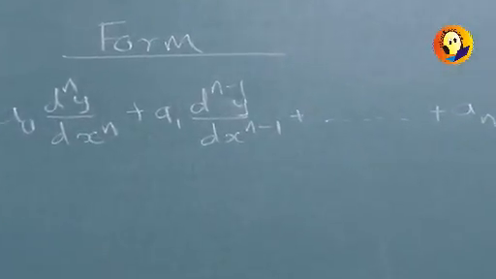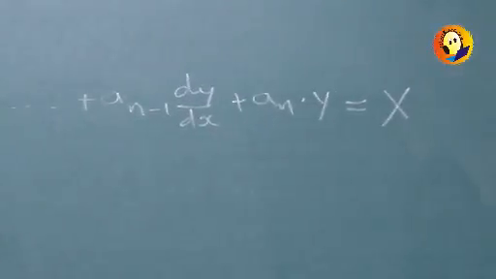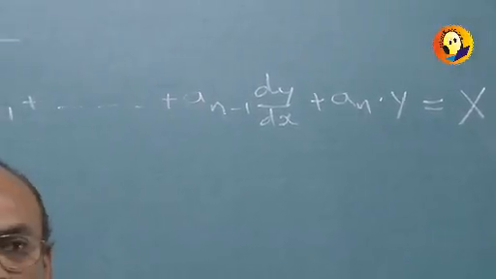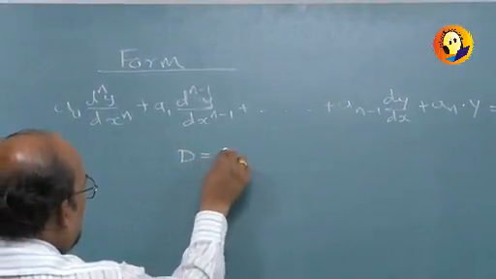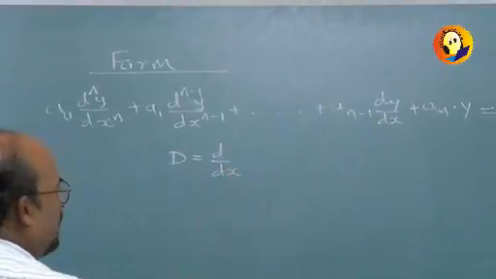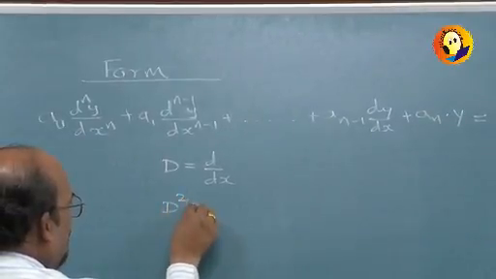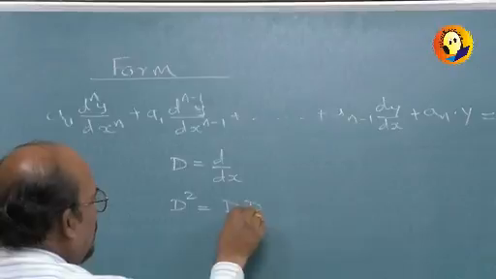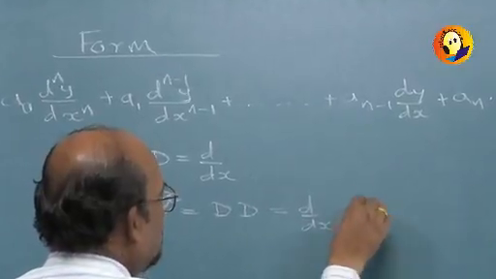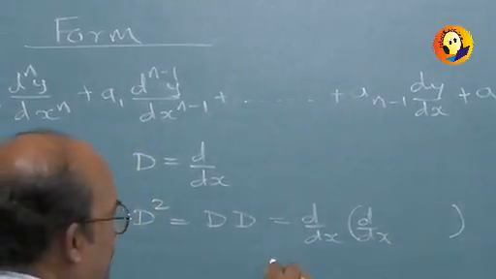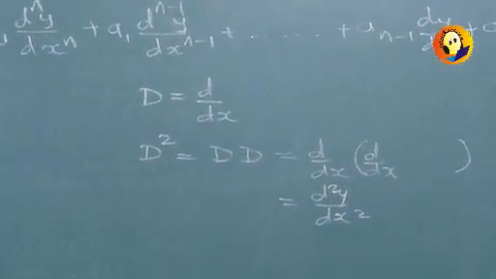constant coefficients. But instead of every time writing this d raised to n y by dx raised to n, they have preferred a notation. They define the operator called capital D, and capital D operator, they define it as d by dx, that is a derivative with respect to x. Of course, when we say d square, it is going to be d operating on d, so it is going to be d by dx of d by dx of something. So it is nothing but d2y by dx square.